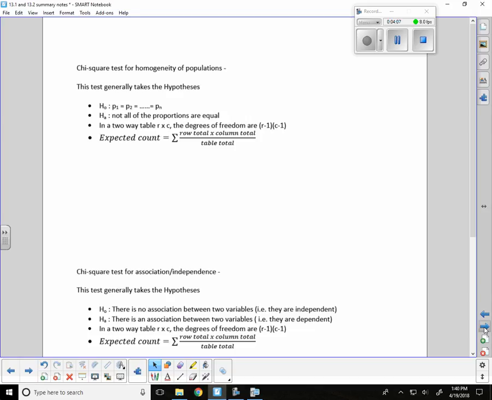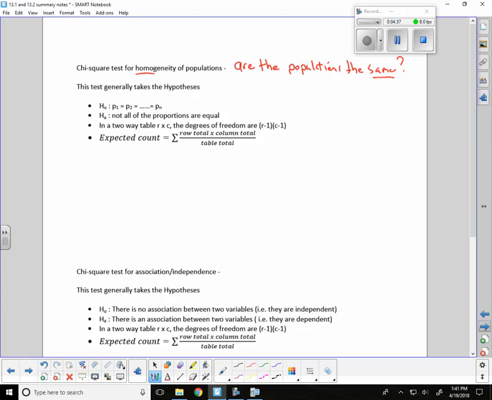Homogeneity of populations. Right? Homo meaning the same. So are the populations the same? That's what homogeneity is asking. And it generally takes this form. H naught is that all proportions are equal. HA is that not all of them are equal. We don't know which ones are different. We've got the summary here in the two-way table. R minus 1 times C minus 1 is our degrees of freedom.